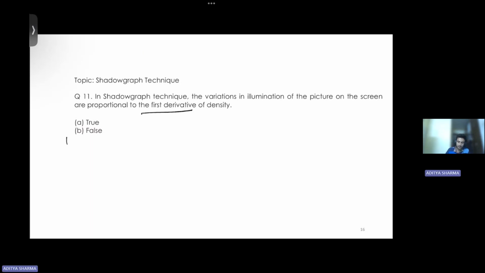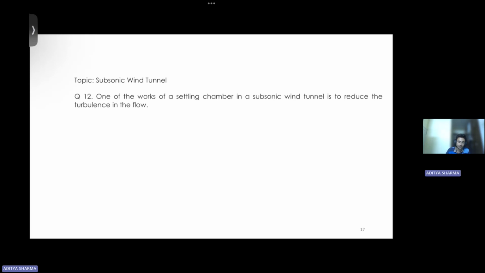Great. So moving on to the next question. The next question is on subsonic wind tunnel, and the question says, question number 12: one of the works of a settling chamber in a subsonic wind tunnel is to reduce the turbulence in the flow, right?